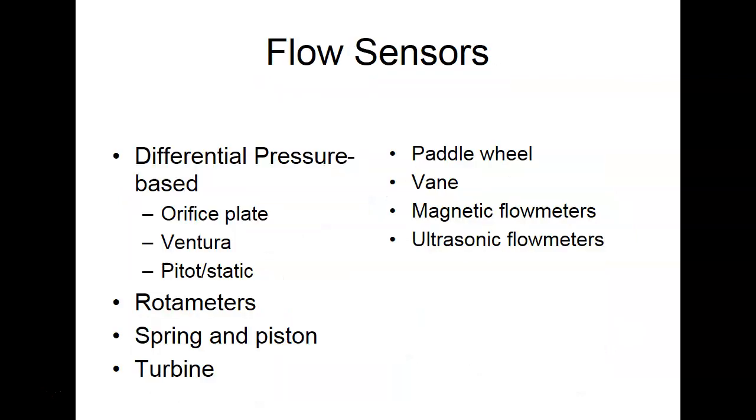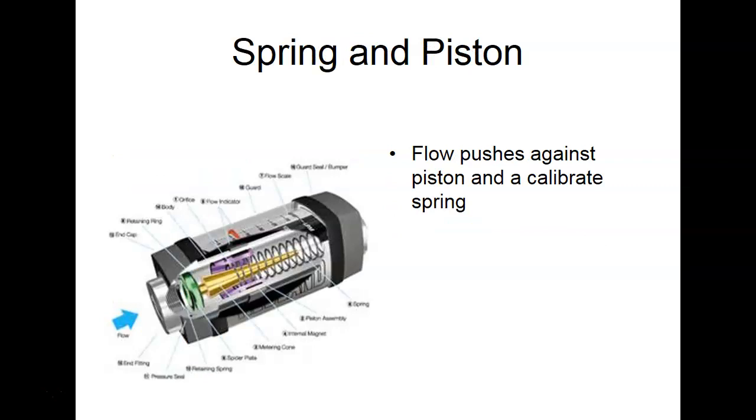All right. Difference in pressure based on the orifice of flow sensors. We have one that measures the differential pressure. We have rotometers, spring pistons, turbines, paddle wheels, vanes, magnetic flow meters, and ultrasonic flow meters that we'll look at in this presentation. Is there more? Probably, but this covers a wide range.